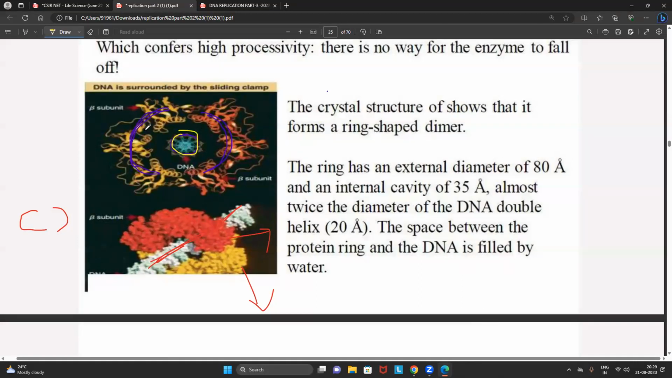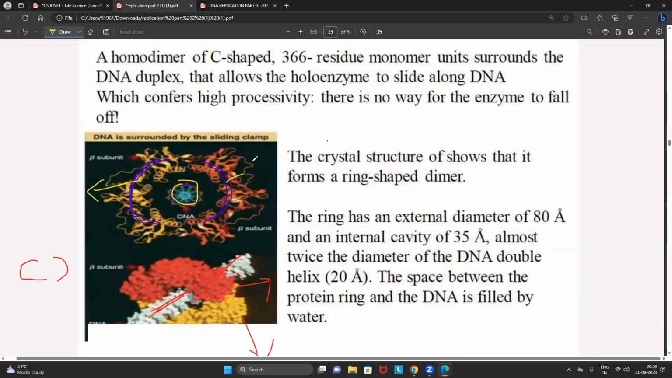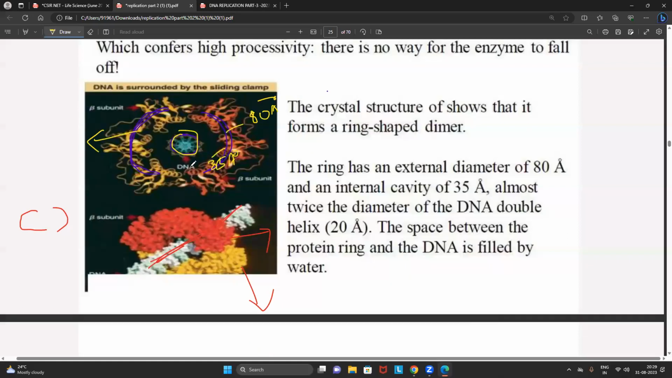Now, because friends, beta clamp is a very big protein. Beta clamp has an external diameter of 80 angstrom and an internal diameter of 35 angstrom. But every student commonly knows the diameter of the DNA molecule. Everyone of you knows, right? The diameter of the DNA molecule is just 20 angstrom. Now look into this. Whenever the DNA is passing through the beta clamp, you can see how much space is present here.